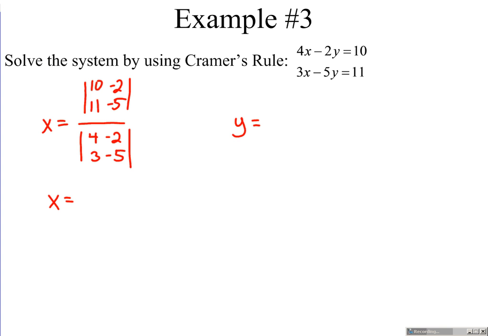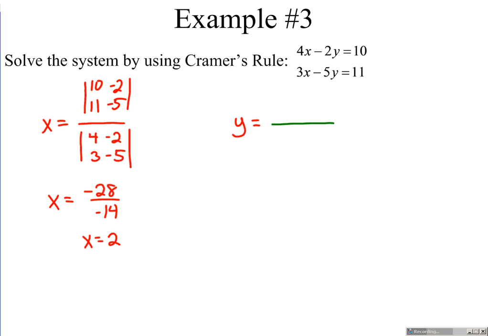Evaluate now the 2 by 2 determinants. Up top, we get -50 minus a -22 is -28. In the bottom, -20 minus a -6 is -14. Divide that out, and we know x is 2. So there's x.